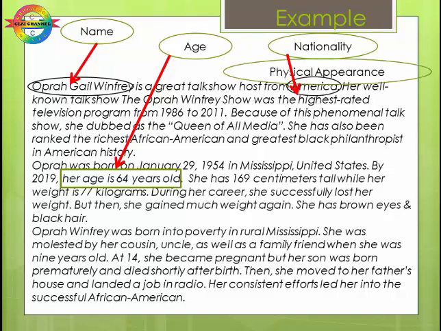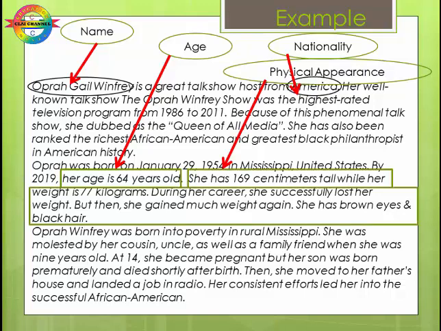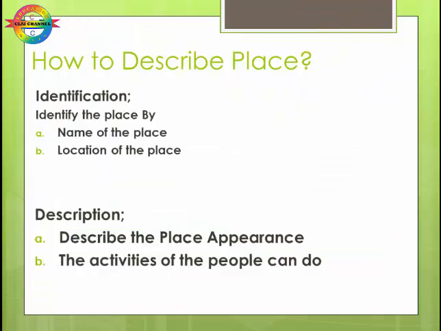Okay, physical appearance. What is she like? What is Oprah like? Check it out. She is 169 centimeters tall, while her weight is kilograms. During her career, she successfully lost weight, but then she gained much weight again. She has brown eyes and black hair. This is physical appearance.